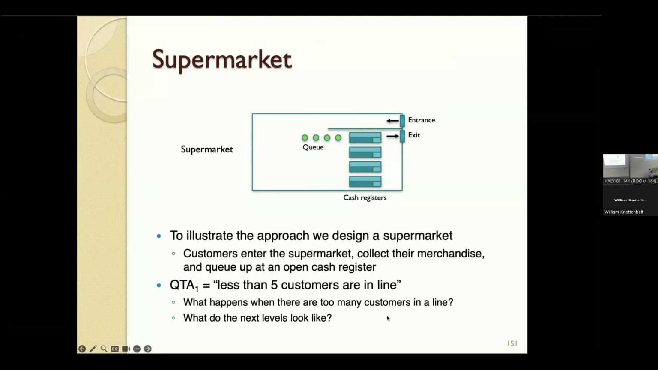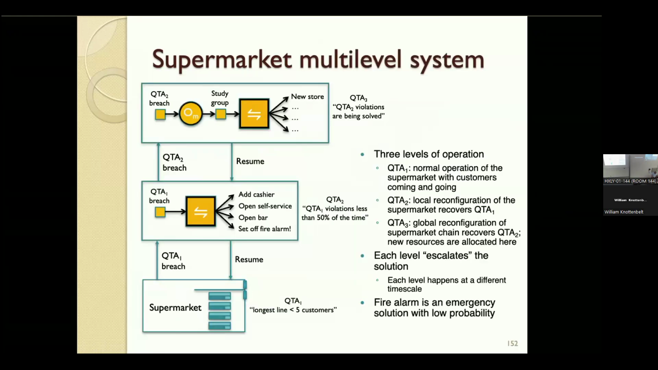But what happens if there are more than 5 customers in line? Well, you have to do something about it. So the second level is where you would have a QTA 1 breach. The supermarket is on the lowest level again. You have a breach. What do you do? Well, you have possibilities. You open another cash register, you add a cashier if there's one available. You open a self-service. You open the bar and you offer free drinks. You set off the fire alarm, right, Neil? And that will empty the supermarket very quickly. Of course, it reduces the amount of things you sell as well.